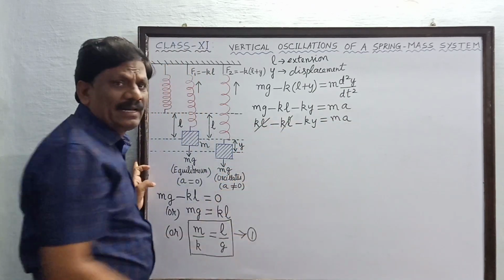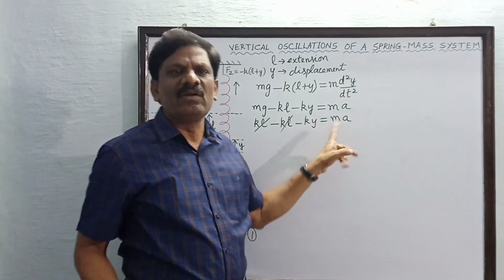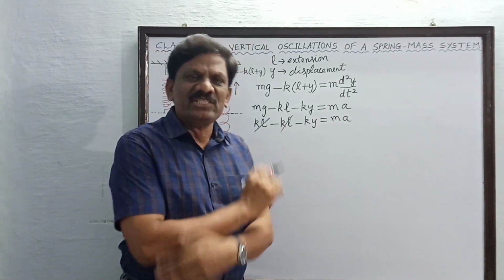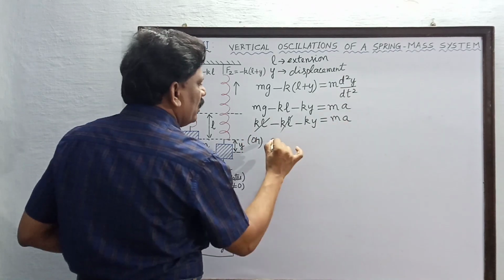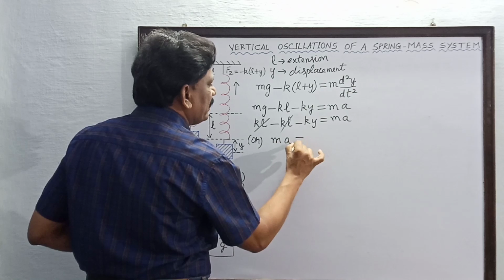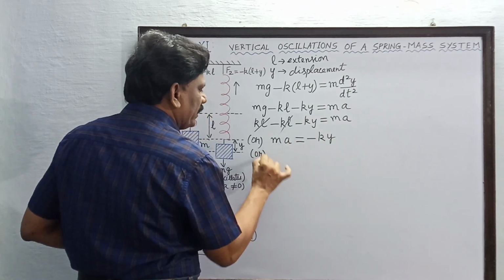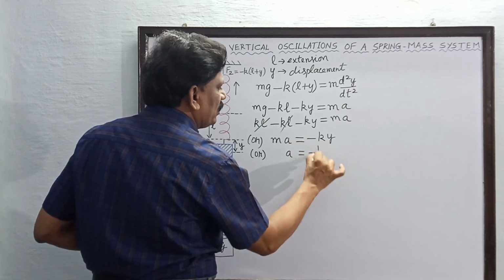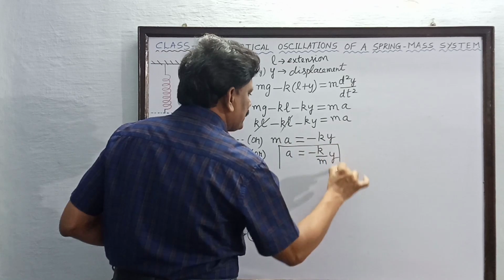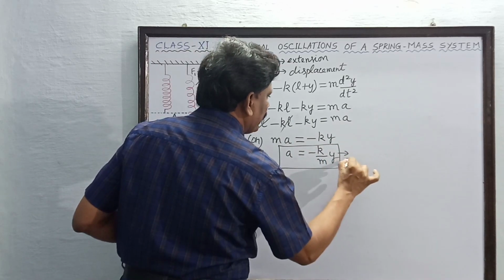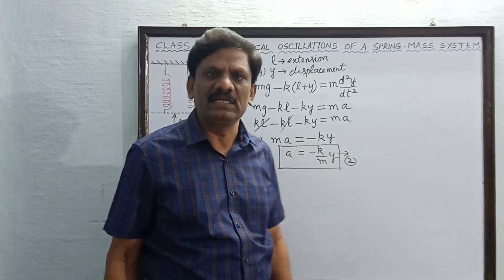So kL and minus kL get cancelled. So minus k times y is equal to m into a. I will change the sides. Or I can write now m into a is equal to minus k into y. Again, what is acceleration? a is equal to minus k by m into y. So this is the second equation. I hope you well understood how we derived the second equation.